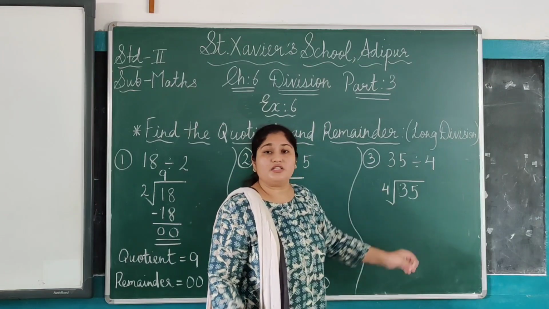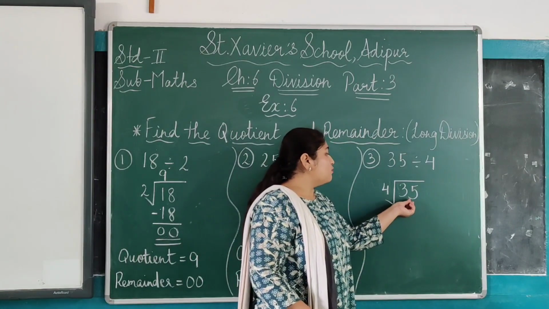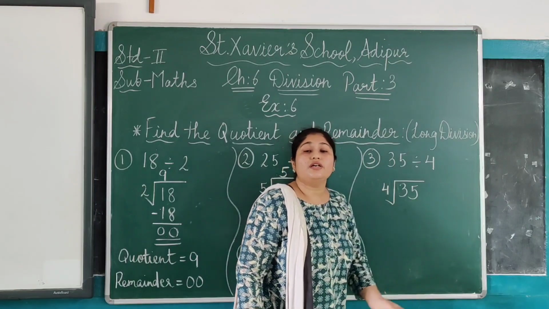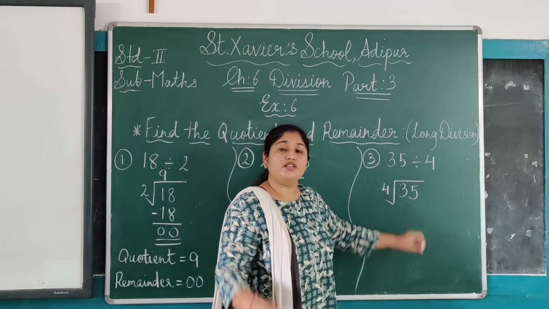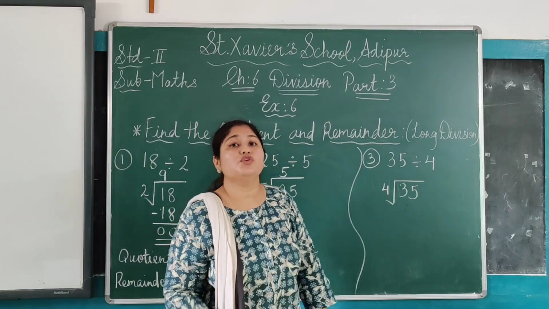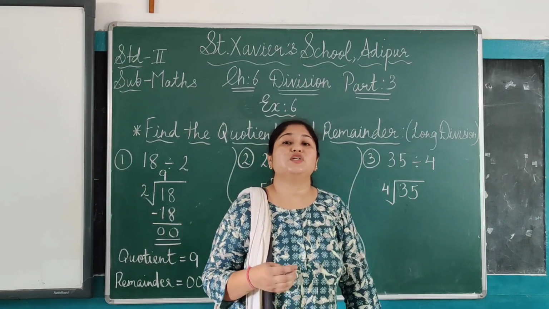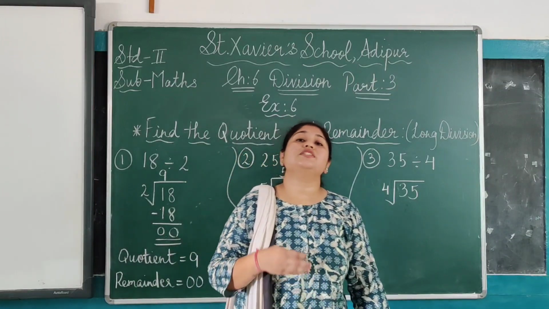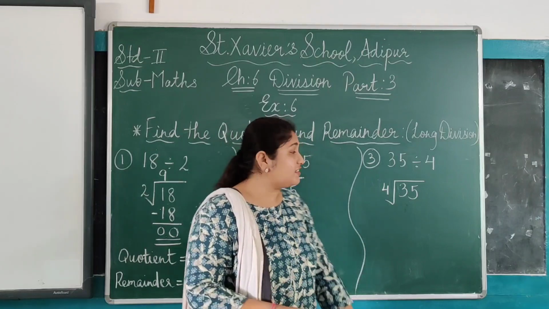तो वो तो नहीं ले सकते. छोटे नंबर में से बड़ा नंबर सब्ट्रैक्ट नहीं कर सकते डिवीजन में. तो हम क्या लेंगे? द नंबर विच इज स्मॉलर देन 35. ओके, सो लेट्स सी which number is smaller than 35. Once again, let us just recall the table of 4. 4 1s are 4, 4 2s are 8, 4 3s are 12, 4 4s are 16, 4 5s are 20, 4 6s are 24, 4 7s are 28, 4 8s are 32, 4 9s are 36. So 36 is greater than 35.